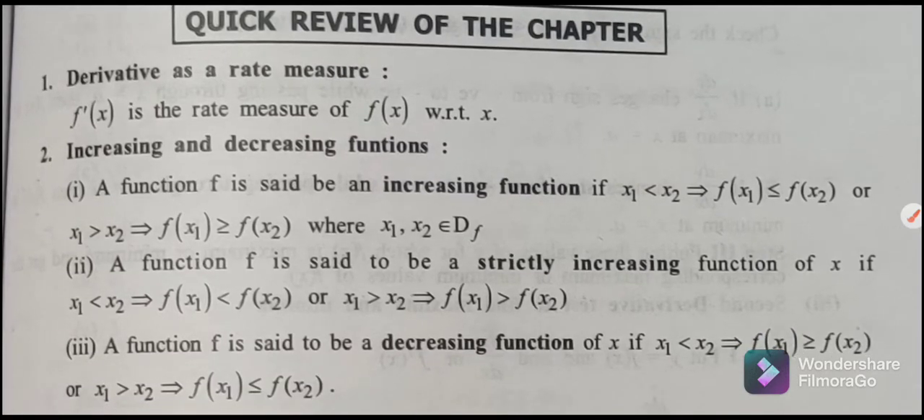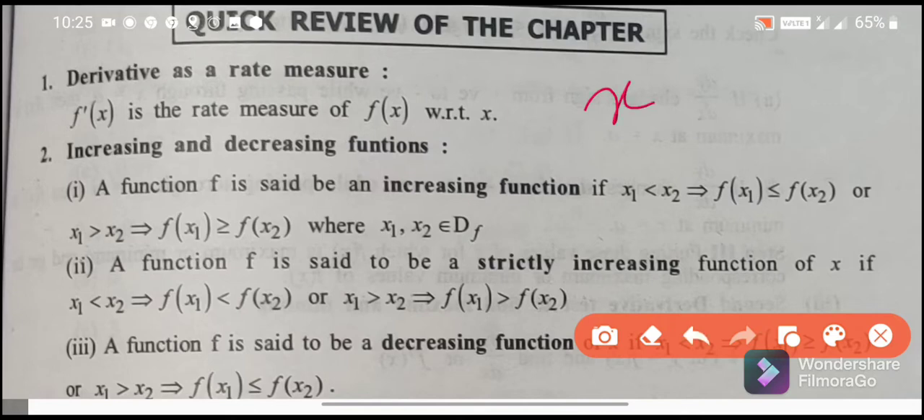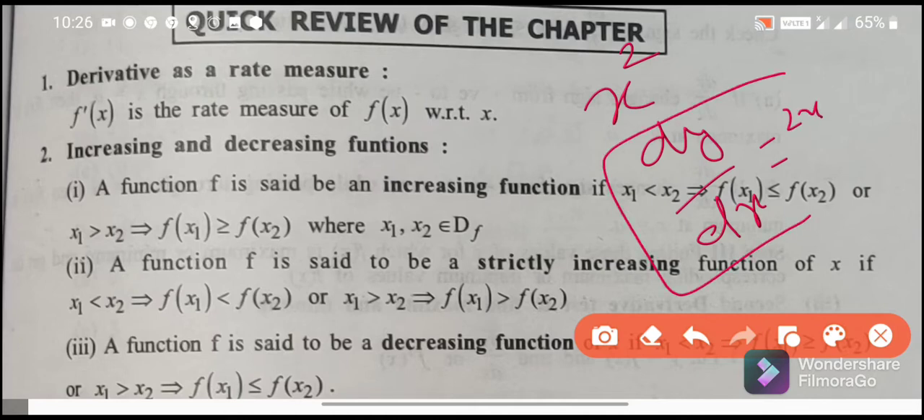Derivative as a rate measure. Rate measure means derivative of a function. If we have given a function x squared, then rate of change is dy by dx, that is 2x, and dy by dx is also called slope of the function.